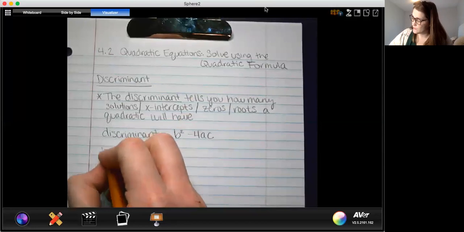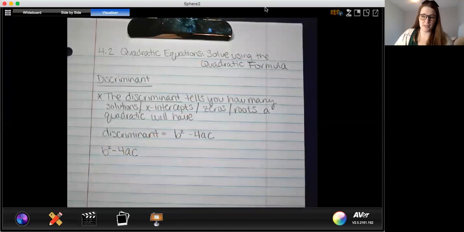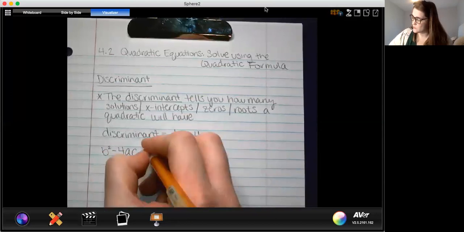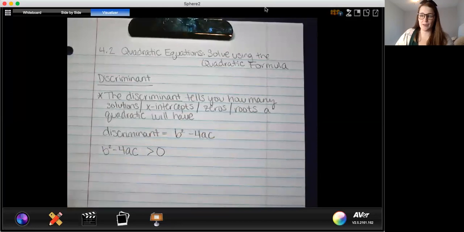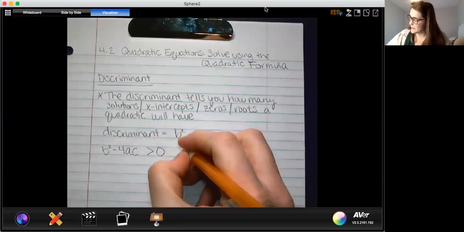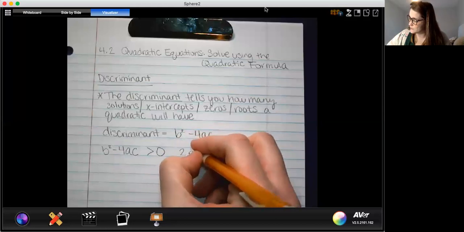So if your discriminant, b squared minus 4ac, is greater than 0. So when you substitute in the values, you square, you multiply by -4, do all the work. If that number that comes out is greater than 0, you will have two real solutions.